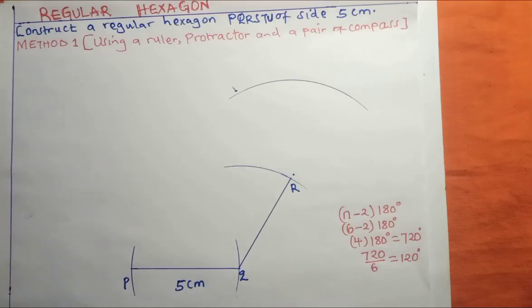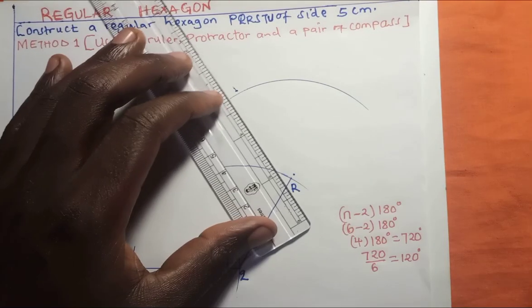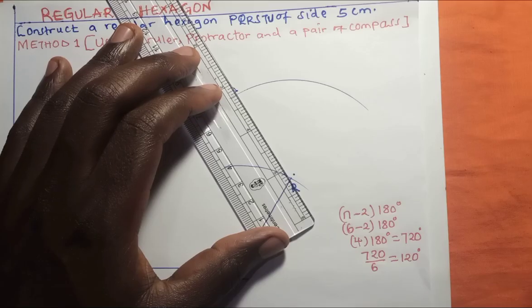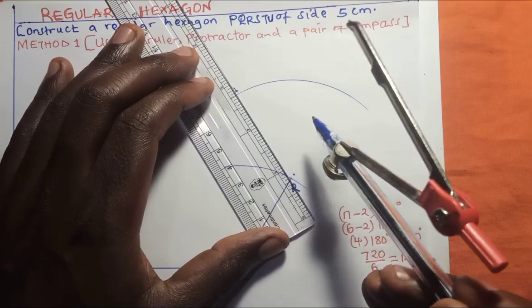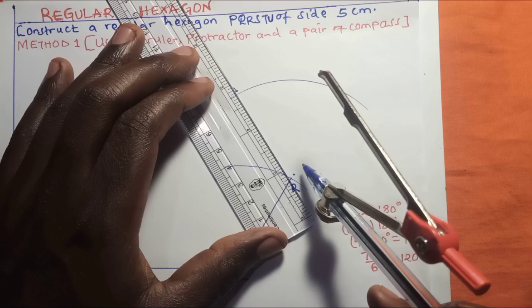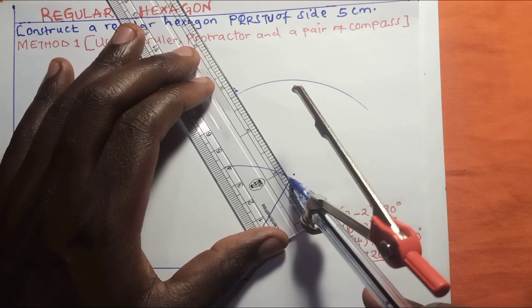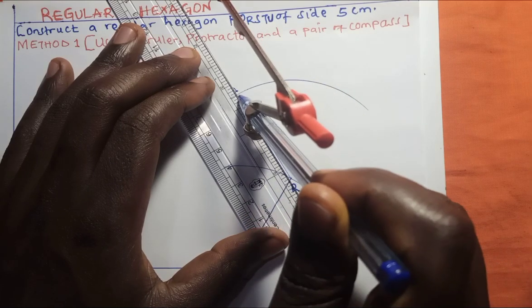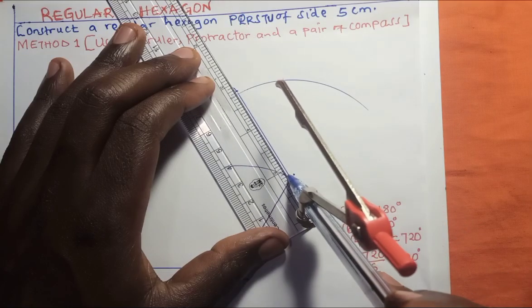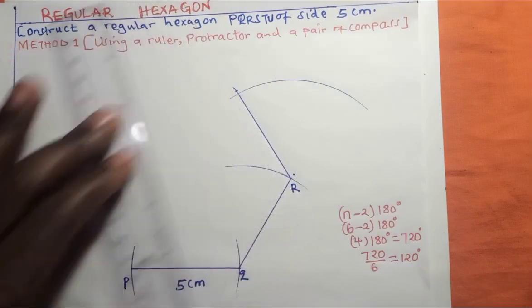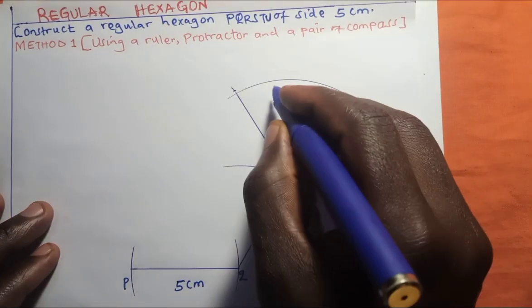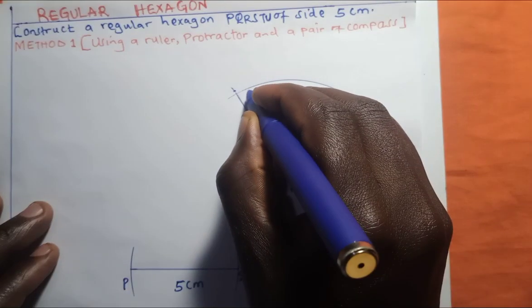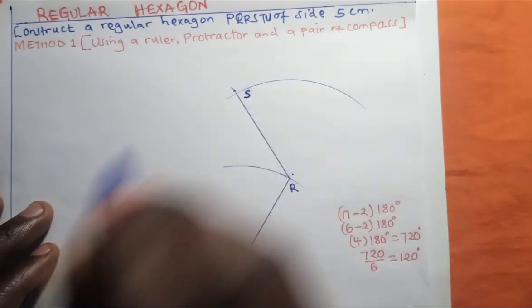The next thing that we're going to do is to join the line. Let us join this point. We join the point just like this. To join the point, make sure it's very straight. Just like that. And then of course we are going to label this point as point S. This is our point S.